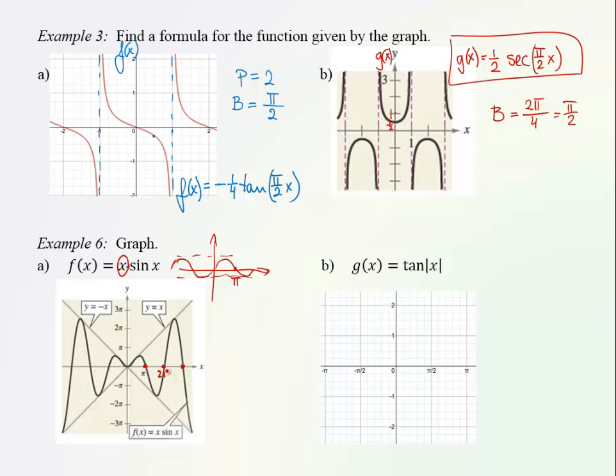So all the zeros will be kept at the same places. That's pi, 2 pi, 3 pi, and so on. And 0 and -pi and -2 pi, and so on to the left. So zeros are kept at the same places. However, the amplitude changes. So normally we had value 1 at pi half, but now will be 1 times pi half.